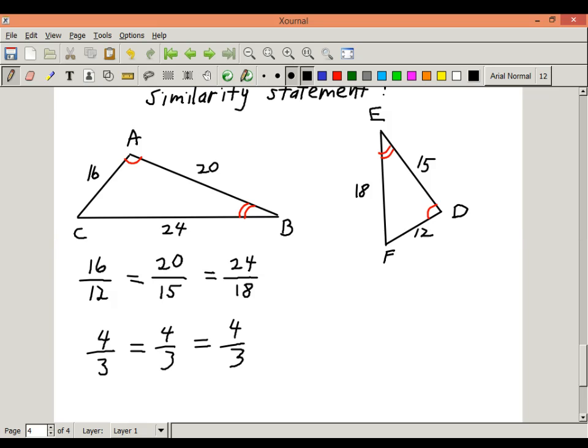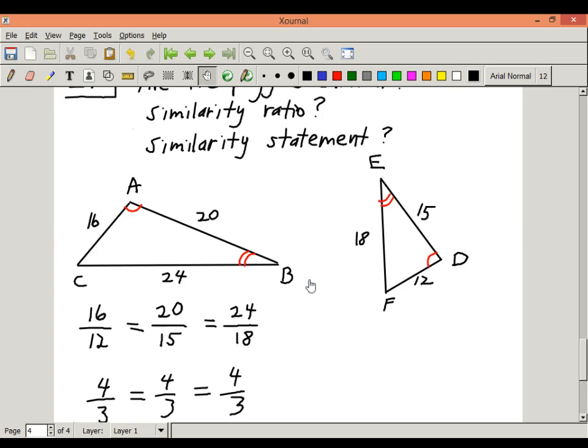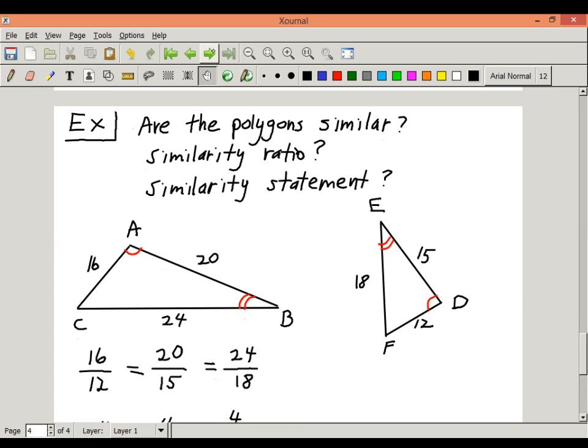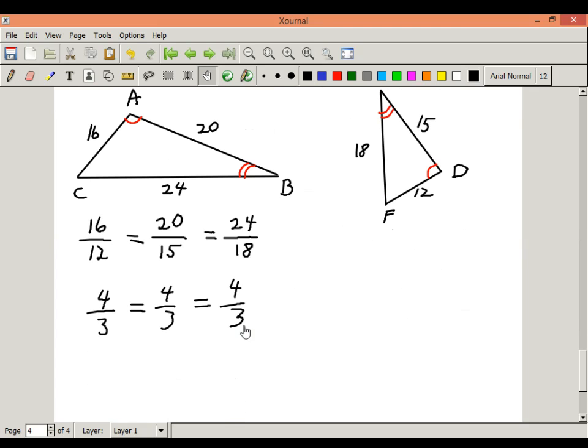So both triangles have 3 pairs of congruent angles. Both triangles have 3 pairs of corresponding sides, which are in the same ratio. So that means those two triangles are similar. Okay, so the answer to the first question is yes. And we've already answered the similarity ratio. The similarity ratio is that reduced fraction there, 4 to 3.